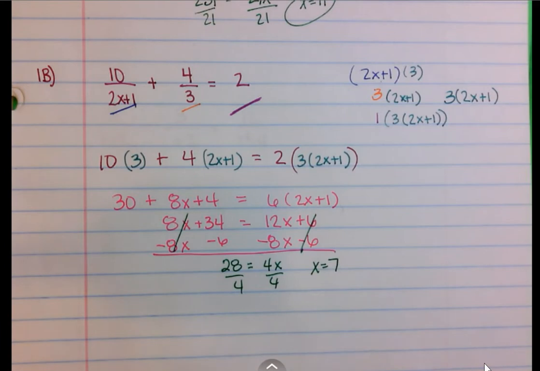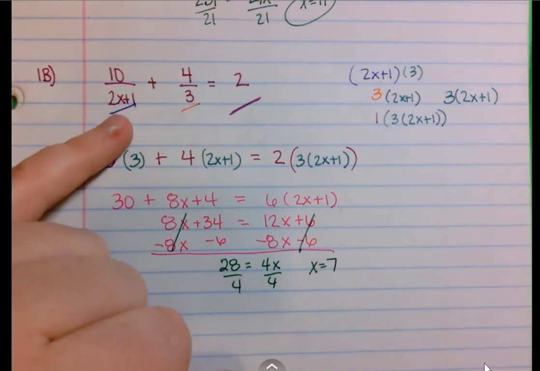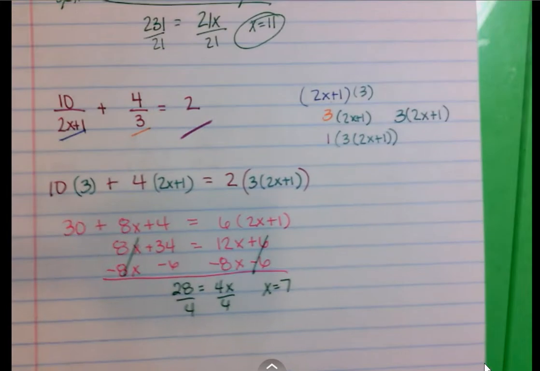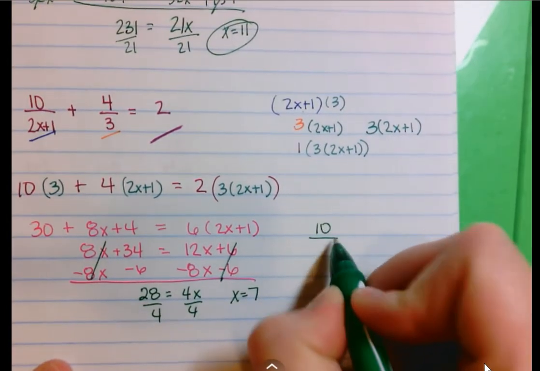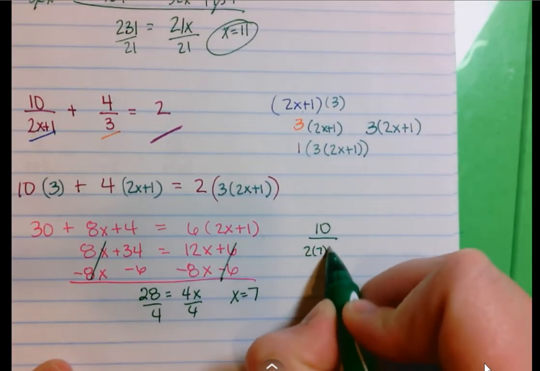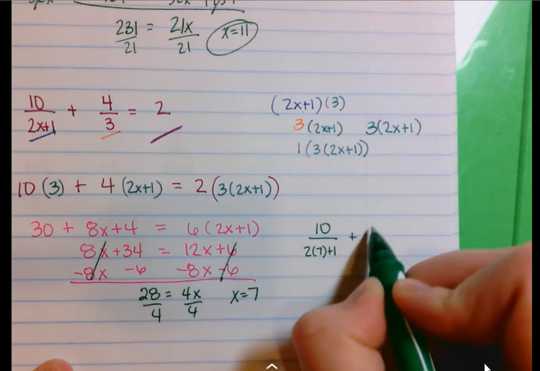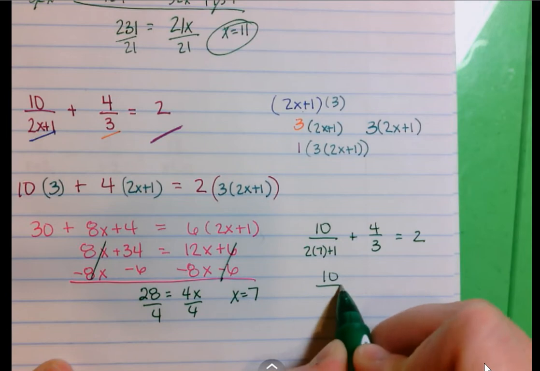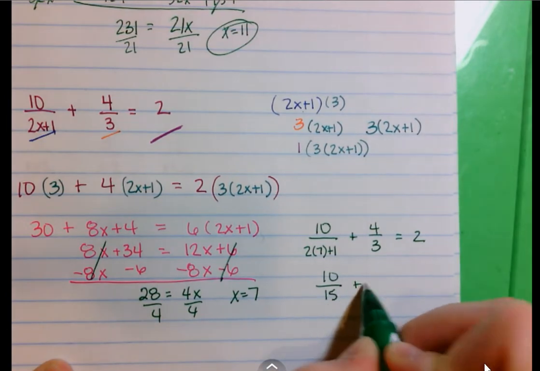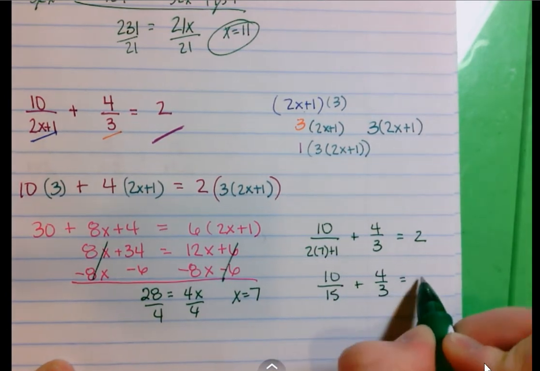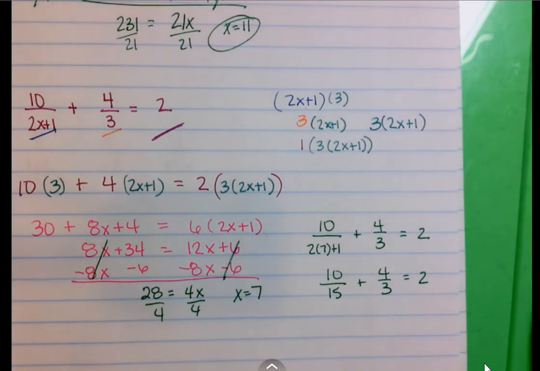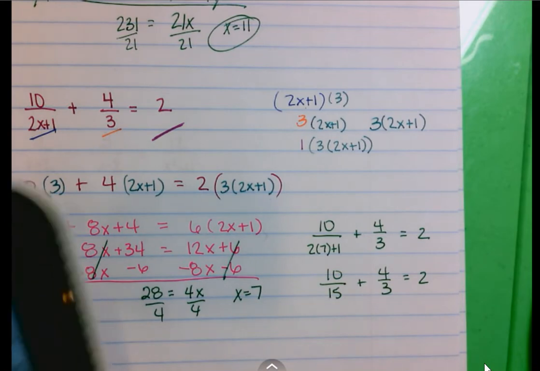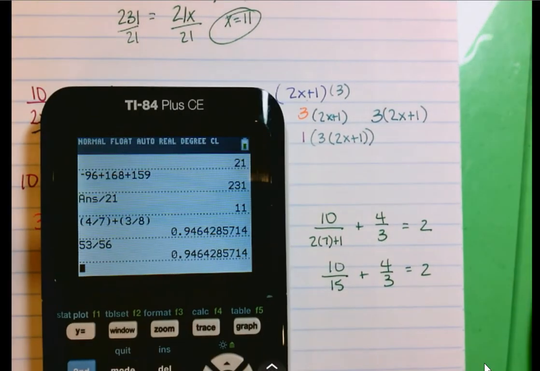Divide by 4. X equals 7. So in my denominator, if I plug 7 in here, I wouldn't get 0. But I am going to plug in and check still. So 10 divided by 2 times 7 plus 1 plus 4/3, does that equal 2? So this is really 10 over 15 plus 4/3 equals 2. And in my calculator, I know it's true because 10/15 is 2/3. So I know it works out, but I'm just going to leave it as the math.